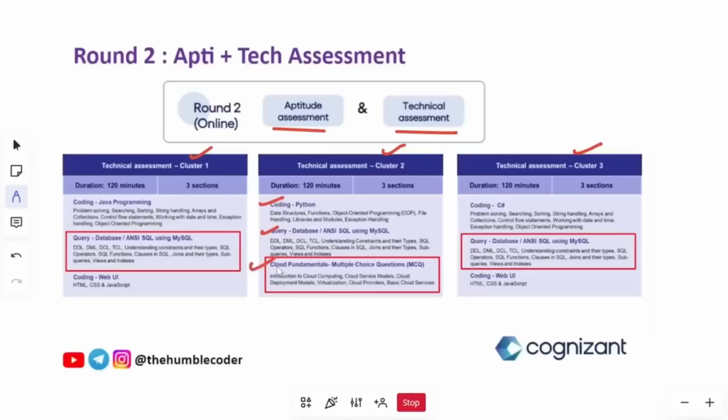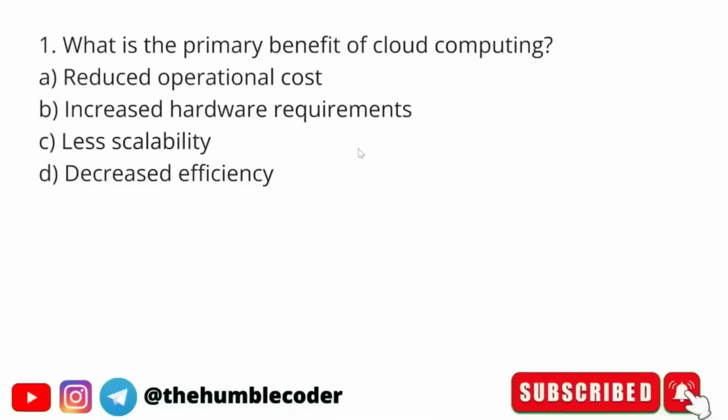And this video is going to be for this part, that is cloud fundamentals, multiple choice questions, and these are the topics that are given. The topics are introduction to cloud computing, cloud service models, cloud deployment models, virtualization, cloud providers, basic cloud services. So you will get MCQs on these topics. Okay, so let's look at this question. What is the primary benefit of cloud computing? The options that we have are reduced operational cost, increased hardware requirements, less scalability, decreased efficiency. The correct answer is option number A, which is reduced operational cost.